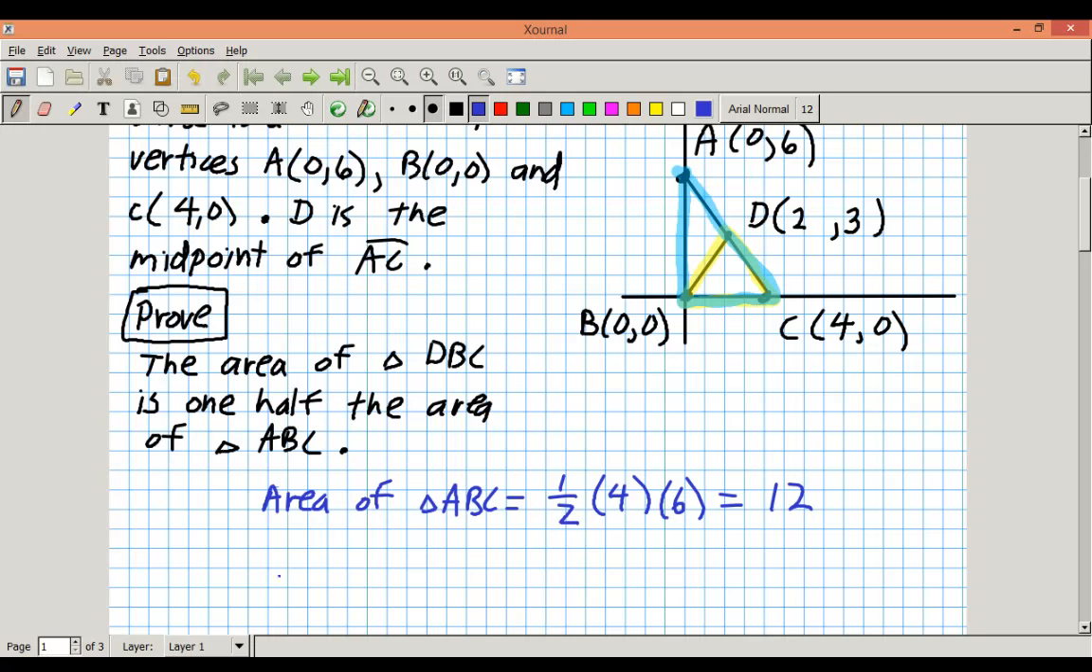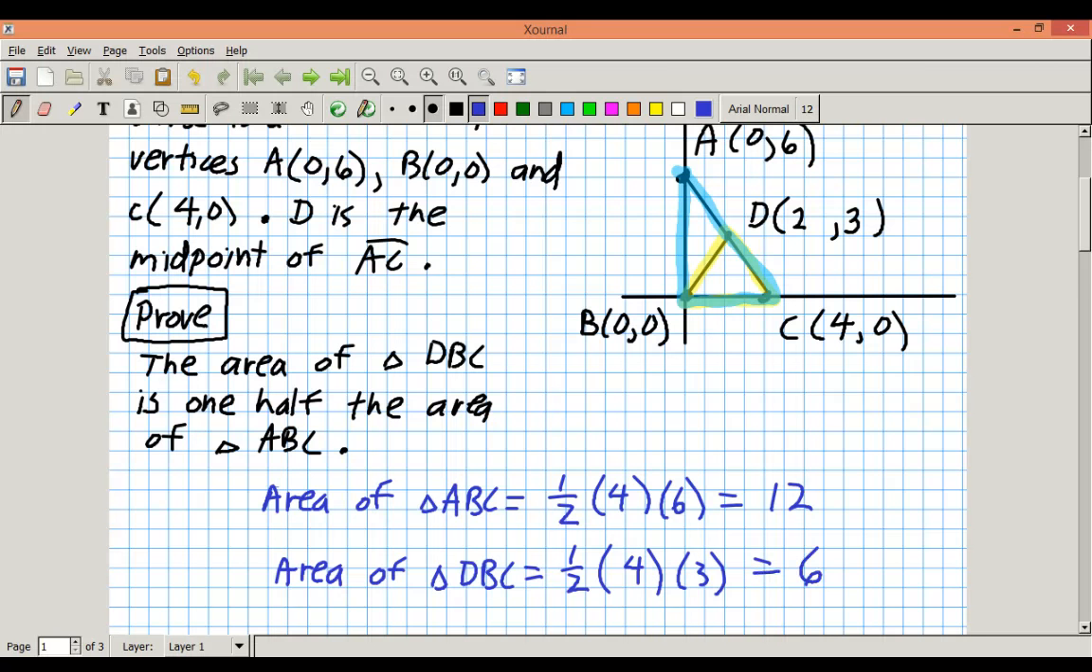Now take a look at the yellow triangle. So we'll calculate the area of that one. So the area of triangle DBC, same formula. That's 1/2 times base times height. If you look at that base of that smaller triangle, it's 4. So 1/2 times 4, but its height is only 3 there. So it's 1/2 times 4 times 3. So it's 1/2 of 12, which is 6. So that's your proof, really.